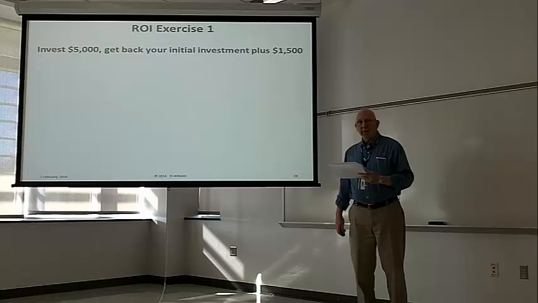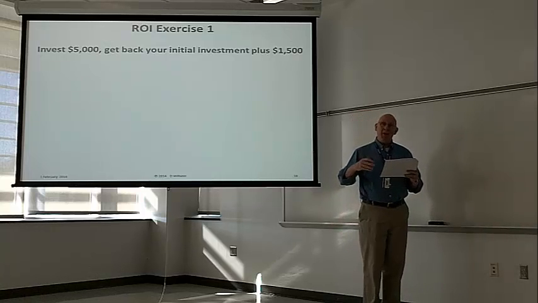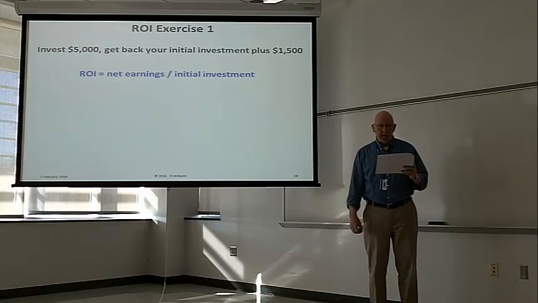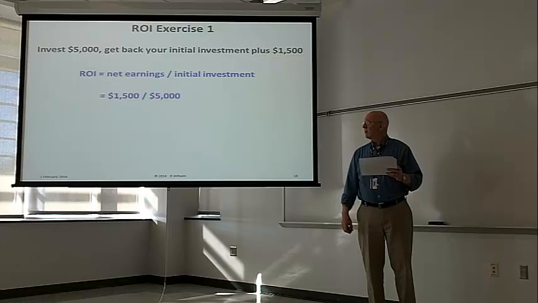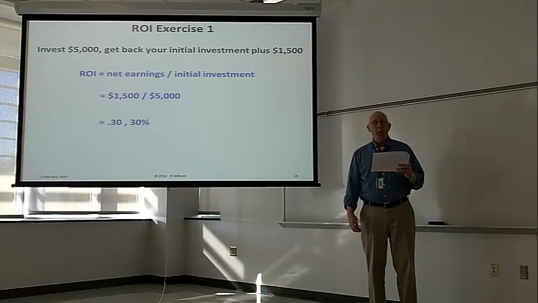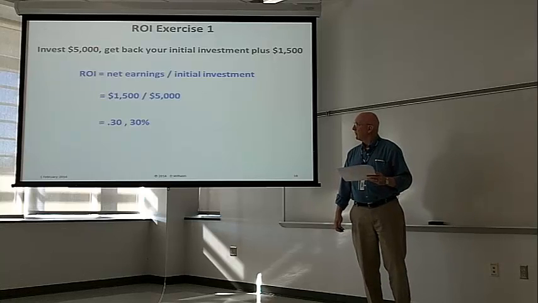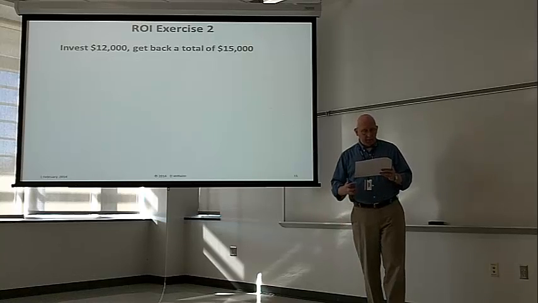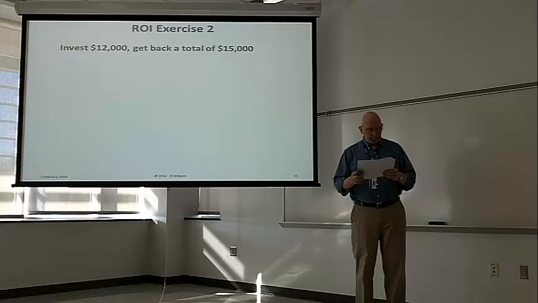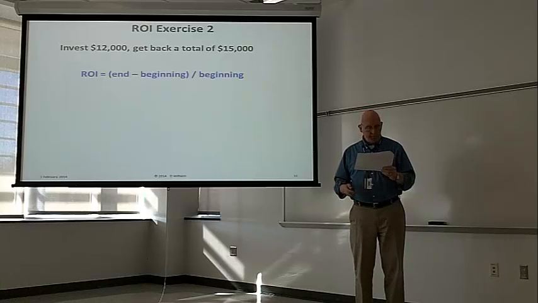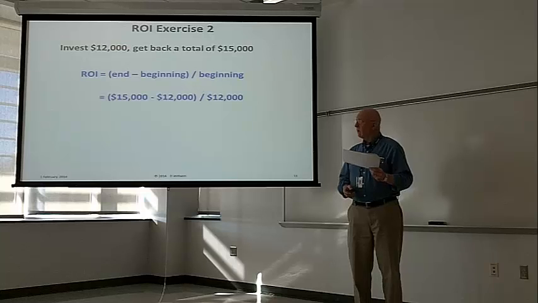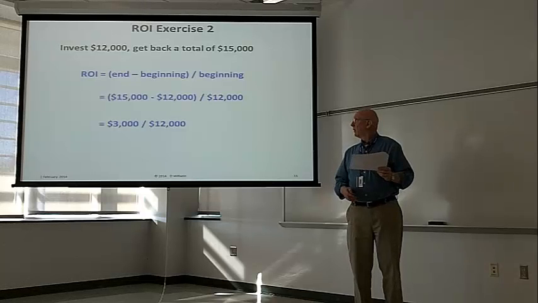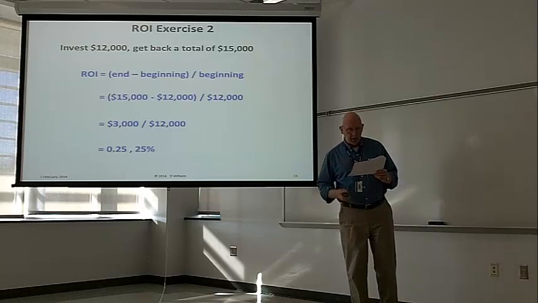Exercise 1, invest $5,000, get back another extra $1,500. So just net earnings divided by the initial investment, 1,500 divided by 5,000, or 0.3, or 30% is the ROI. Invest $12,000, get back a total of $15,000. Okay, now we use the long equation. 15,000 minus 12,000 divided by 12,000, 3,000 over 12,000, or 0.25, or 25%.